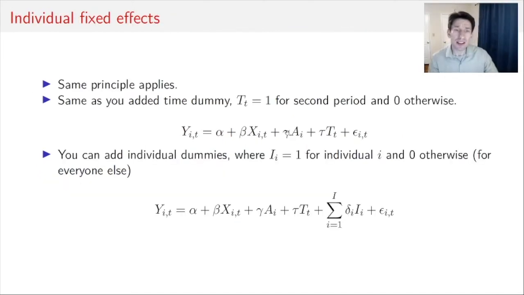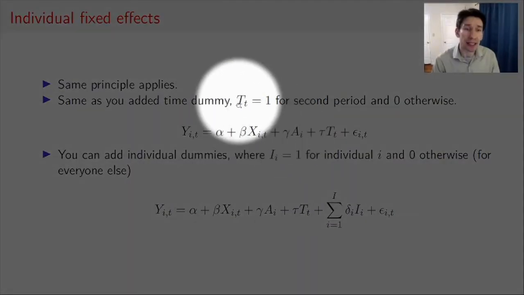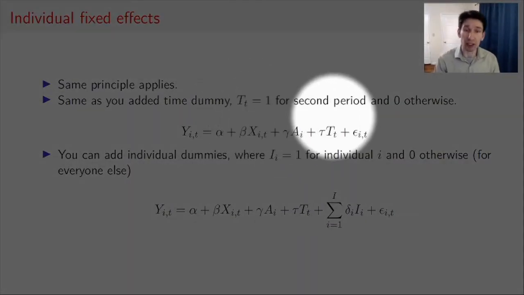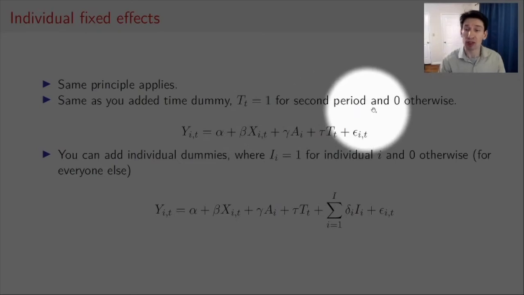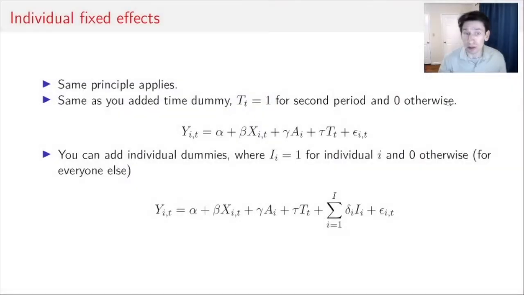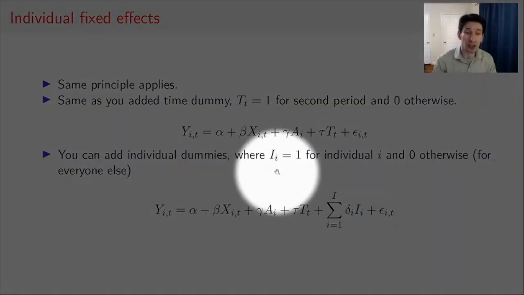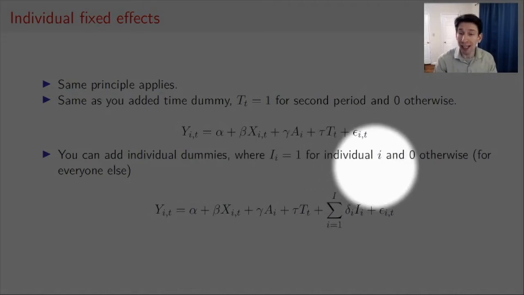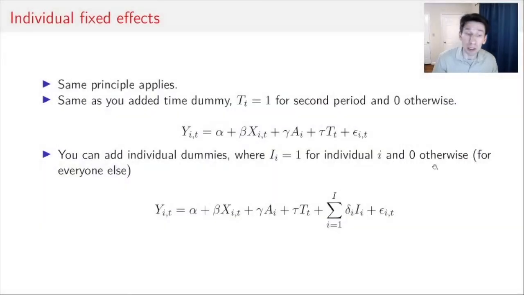Okay, so now let's think about adding individual fixed effects. A fixed effect for each individual in your panel, for each i in your panel. So here the same principle will apply. The same way that you added a t dummy for the second period, which was equal to 1 for the second period and 0 otherwise, so in the first period, you can add individual dummies where the i dummy is equal to 1 for individual i and 0 for everybody else.